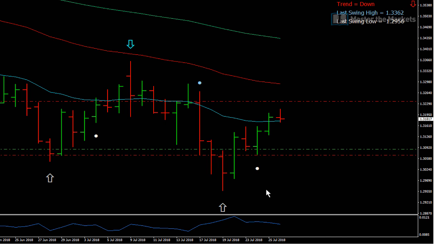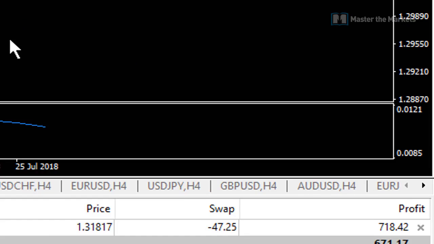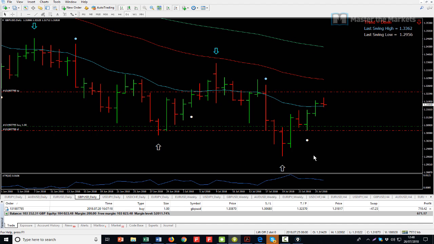So that's pretty much it from me, Rishi Patel, co-founder, Master of the Markets, currently up £718 on the pound US dollar, floating profit at this time. Look forward to giving you an update on this one very, very soon.